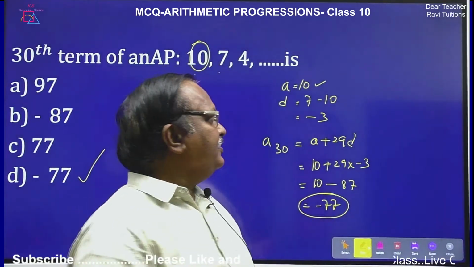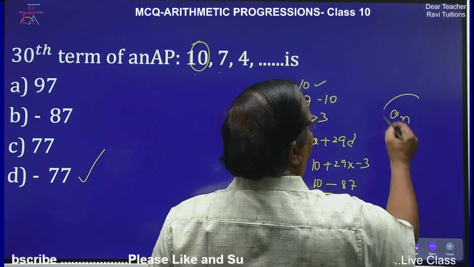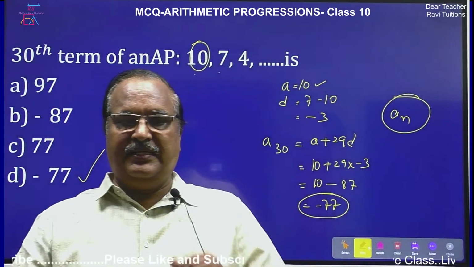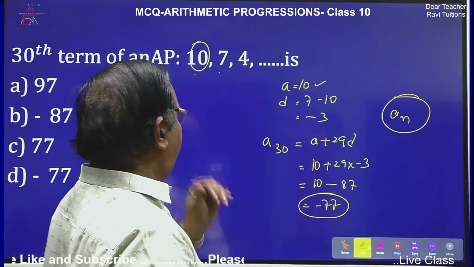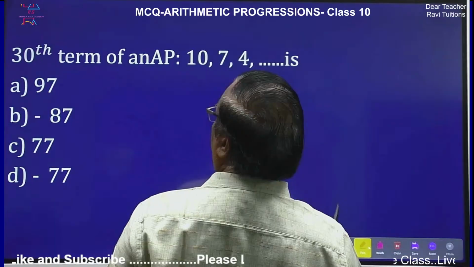So in this also, what formula we have used? An formula we have used. An is equal to A plus n minus 1 into D. This is the formula we have used. So let us go to another question.